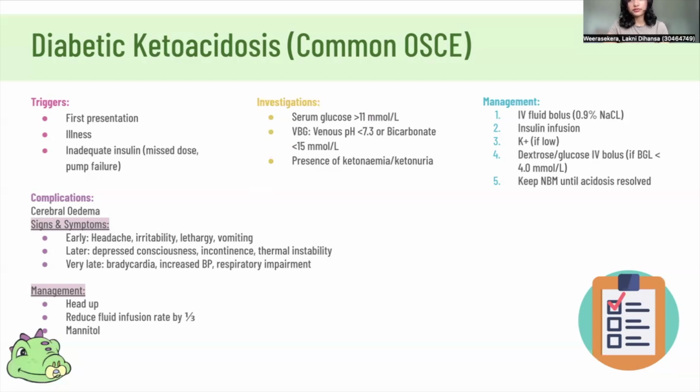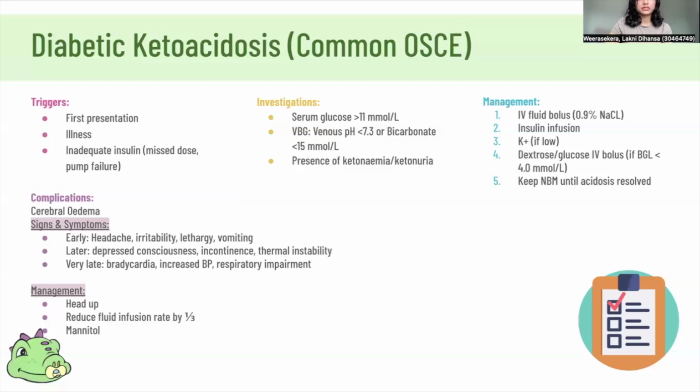The management is also very high yield. You want to give the patient an IV fluid bolus as quick as possible, usually sodium chloride, and an insulin infusion. Then with the VBG and UECs, you can look at the potassium, and if it's low, you want to supplement that. Also the insulin tends to bring down the blood glucose, and you want to prevent complications from hypoglycemia. So you give dextrose or glucose as an IV bolus if the blood glucose level is less than 4. You also want to keep the patient nil by mouth until their acidosis is reversed.